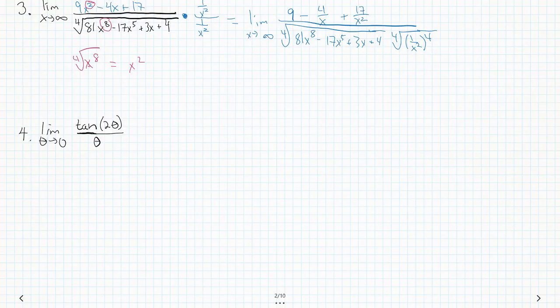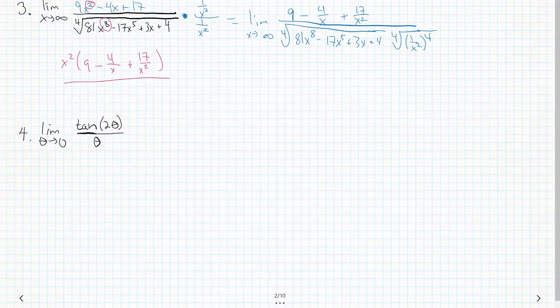Another way we could do this, by the way, is factor out an x squared on top, or factor out an x to the 8th at the bottom. If you factor out an x squared, you're left with this 9 minus 4 over x plus 17 over x squared.